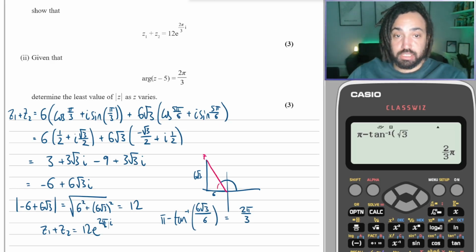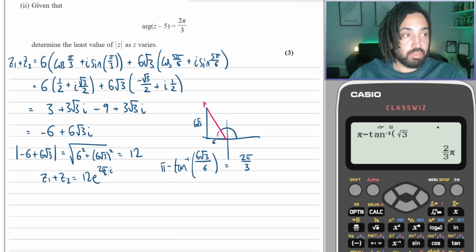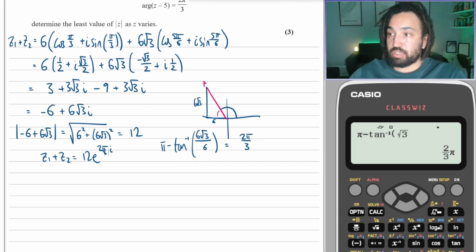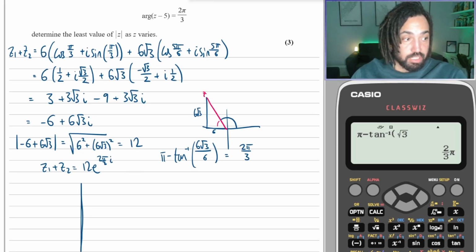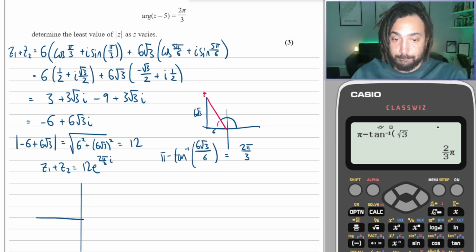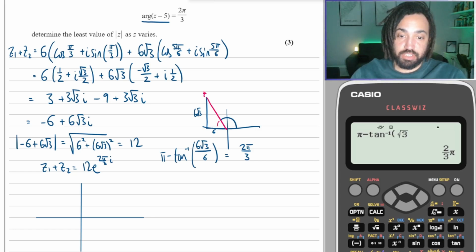Great. Next question. To do this question, I'm definitely going to want to draw an Argand diagram to get a sense of what's going on. So when I draw my Argand diagram, it's going to look something like this. And what does this mean? Well, this is the half line starting at the point 5, 0. So this point here, 5.